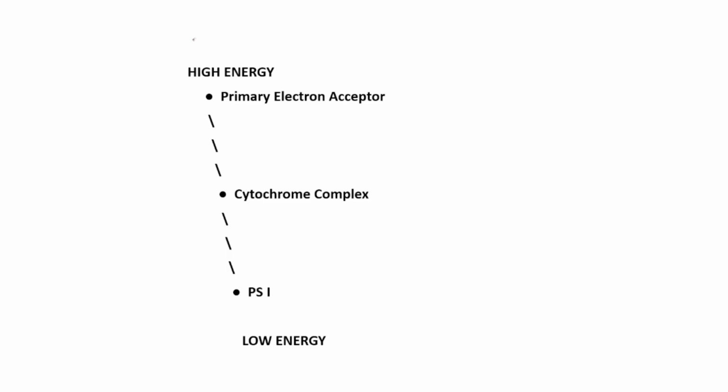Student, once the electron is excited by light in the PS2, electron is like a ball placed at top of the hill. Does it need more energy to move or will it naturally roll down? Student, after excitation, electron reaches to primary electron acceptor and from there it moves down to different electron carriers with low energy. And this is the downhill flow.